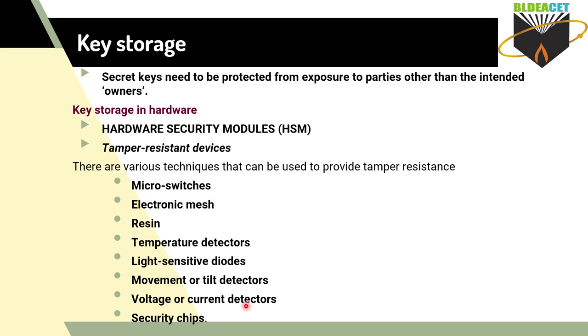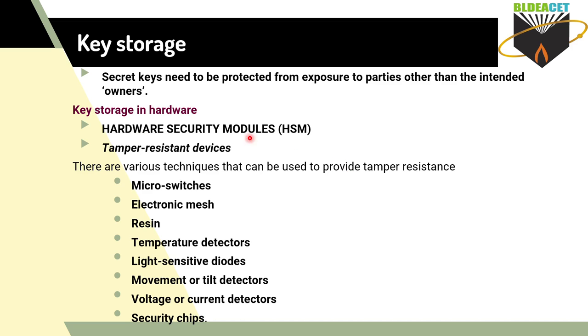Or voltage or current detectors. Sensors are used to detect variation in the current and the voltage. If it varies, the sensor will sense it and give the alarm. Or microprocessor chips, that is, security chips. You use the microprocessor chips to provide security for the HSM.